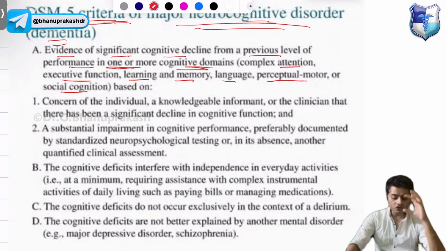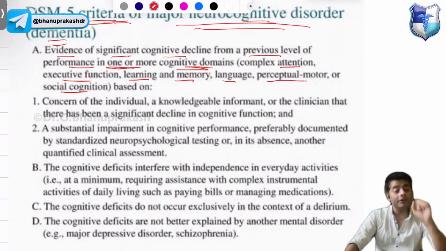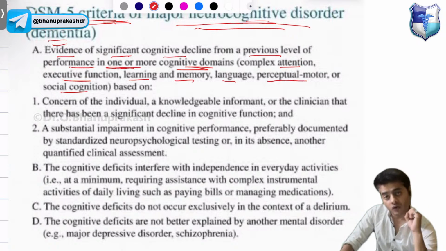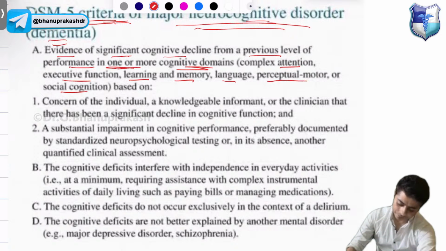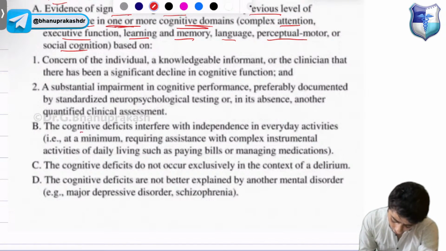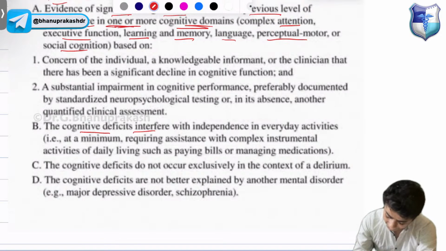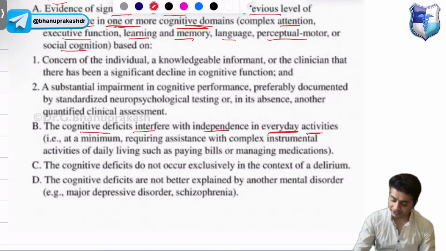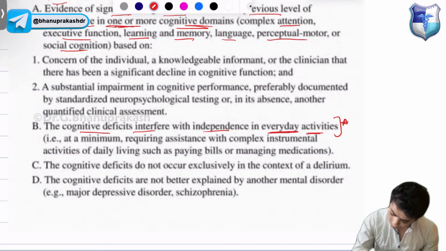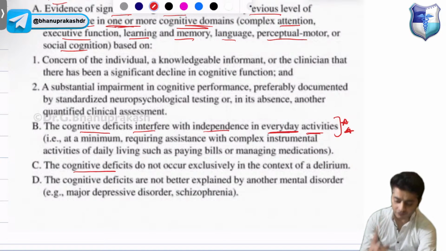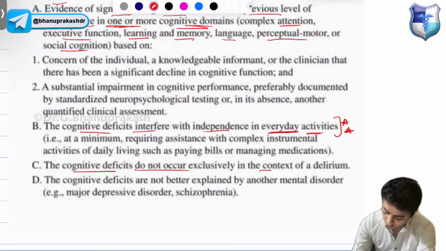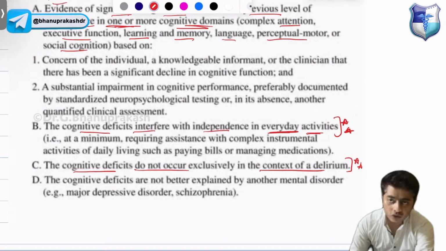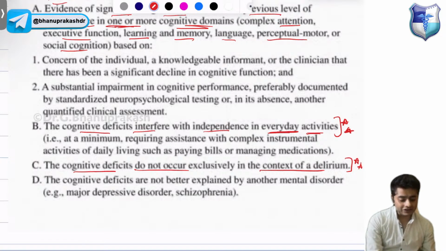Okay, everyone? So, if there is a patient and उसको किसी भी cognitive function में प्रॉब्लम है, any one of the six, then we will call it a dementia. First thing. Second, the cognitive deficits interfere with independence in everyday activity. I have told you na, it should interfere with the daily activities. And third, the cognitive deficits do not occur exclusively in the context of delirium.